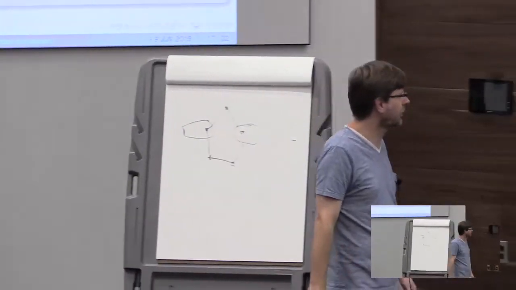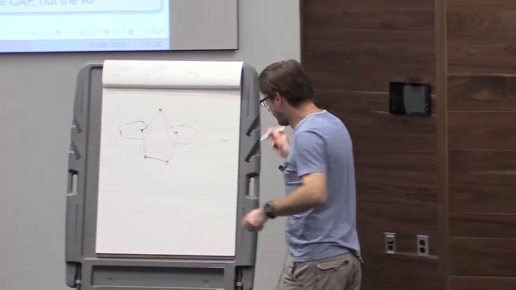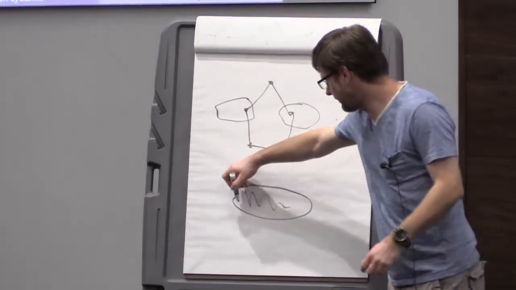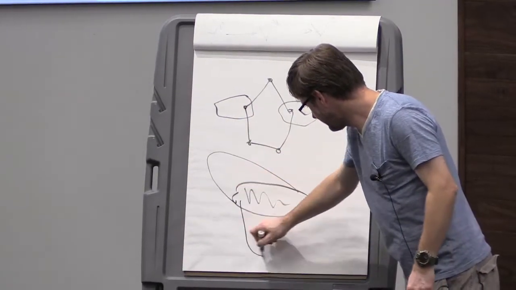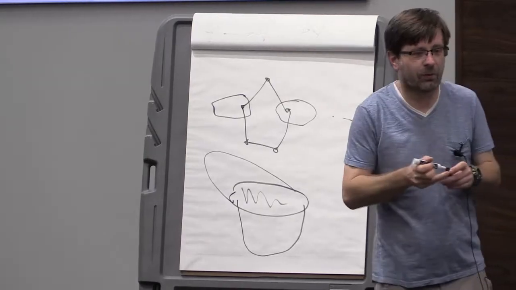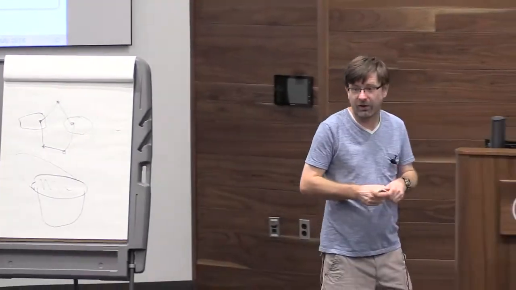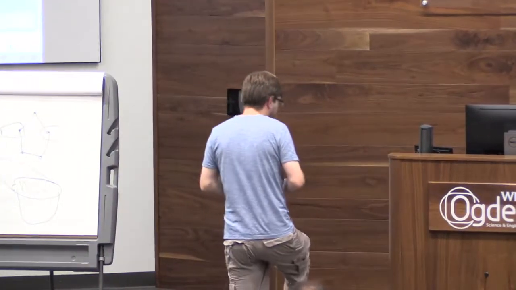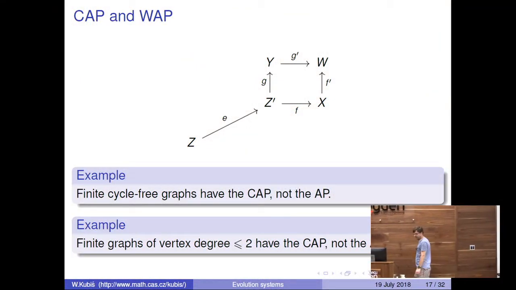So this cannot work. However, if the graph is connected, a single component, and you extend it in two ways, you simply take the union with no extra edges and it has no cycles. It's an easy exercise. So it has the cofinal amalgamation property because every finite cycle-free graph could be extended to a connected one in the same class.